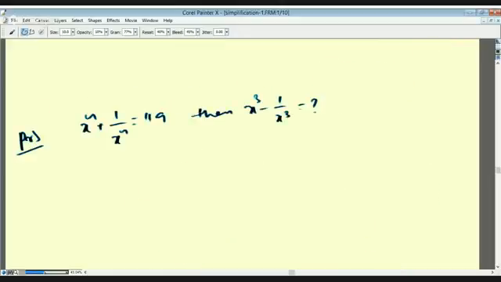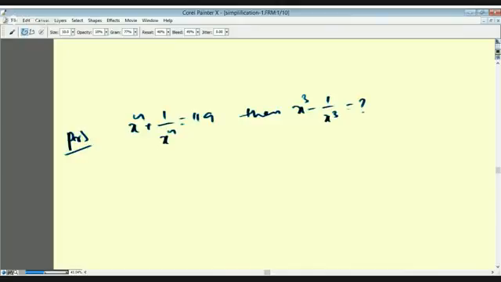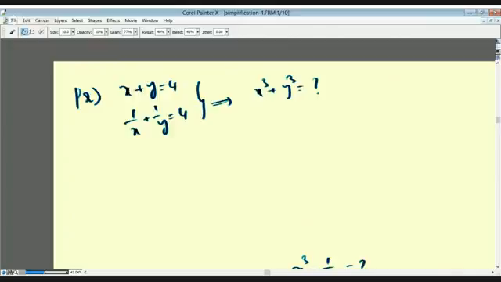So we are coming to the end, and these kinds of problems are asked many times in the exam. So what are the problems? First, go to the first problem given. This is x plus y is equal to 4 and 1 by x plus 1 by y is equal to 4. Friends, as I said, this is very important.